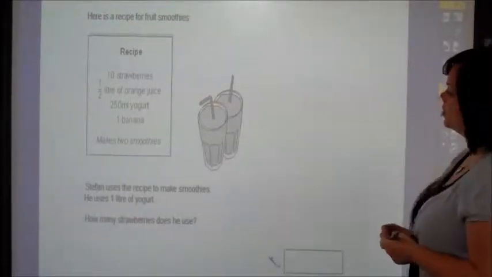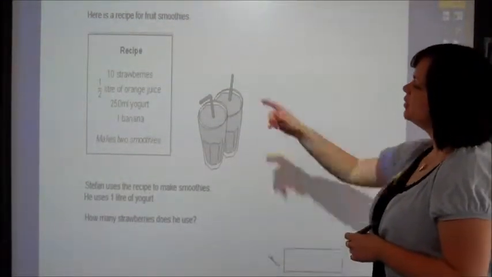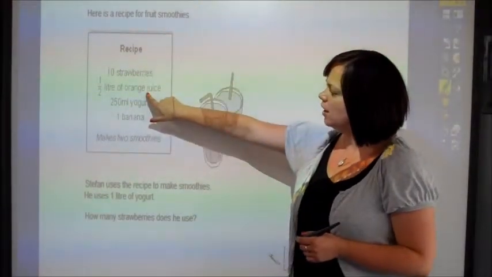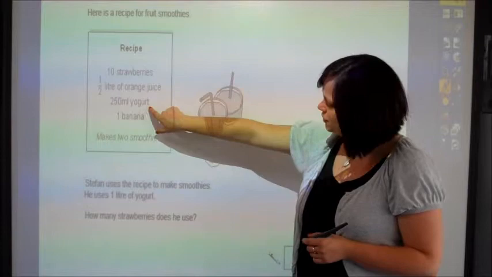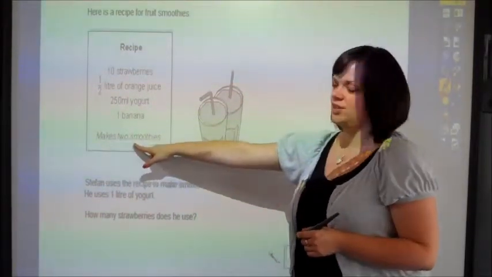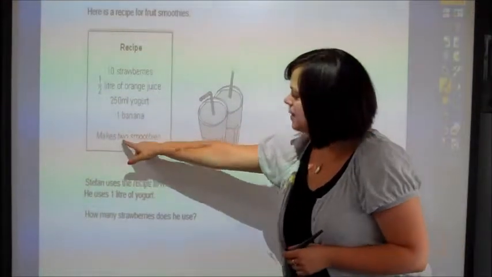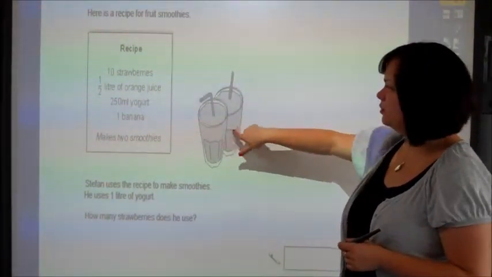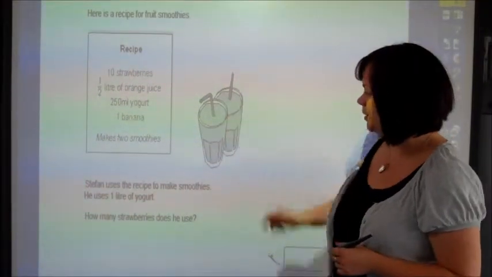Okay, this is a ratio question. It says here is a recipe for fruit smoothies, and here's the recipe. 10 strawberries, half a litre of orange juice, 250 millilitres of yoghurt and 1 banana. This is very important down here at the bottom. This makes 2 smoothies. Look, here is the picture to help you. 2 smoothies, doesn't make 1, makes 2.